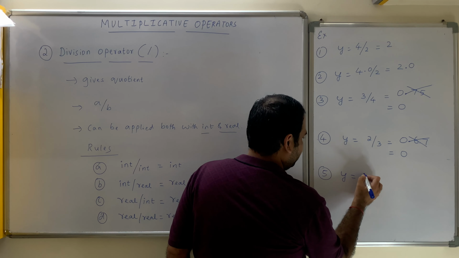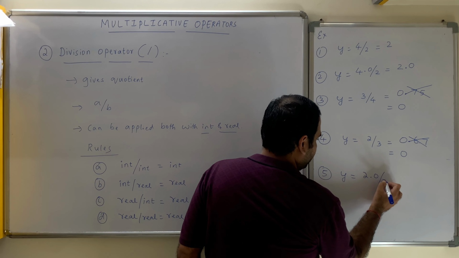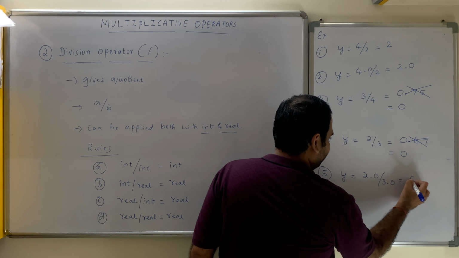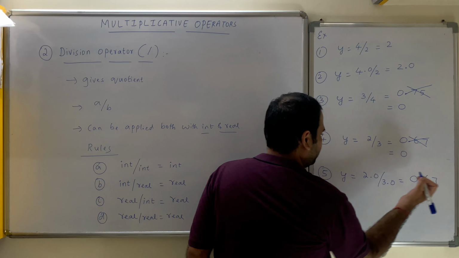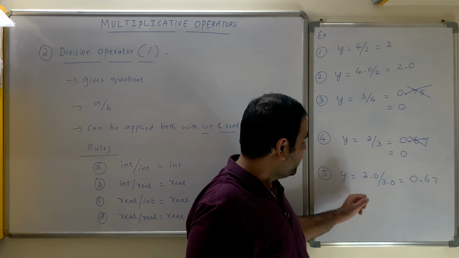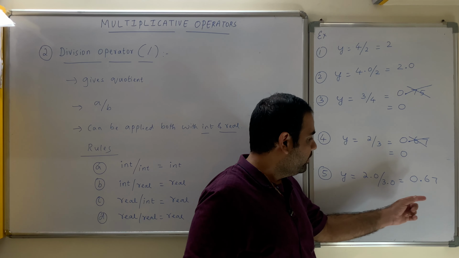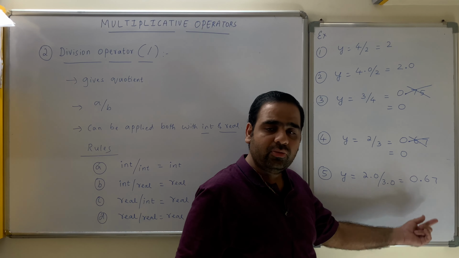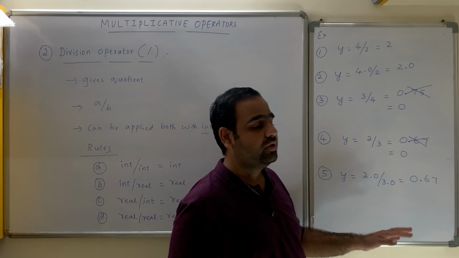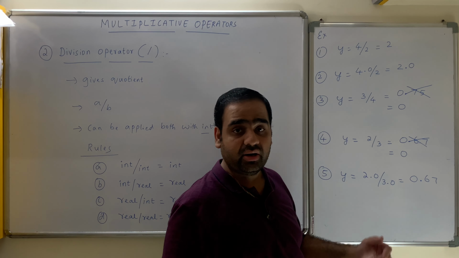Suppose we write y is equal to 2.0 divided by 3.0. First, you write down the answer. It is 0.67. 2.0 is real number. Real number by real number, the answer should be real number. Is 0.67 a real number? Yes, you stop, and hence this is the correct answer.